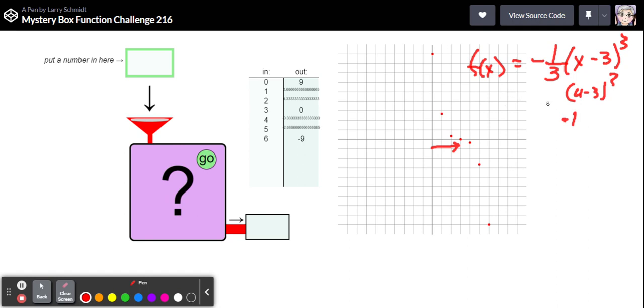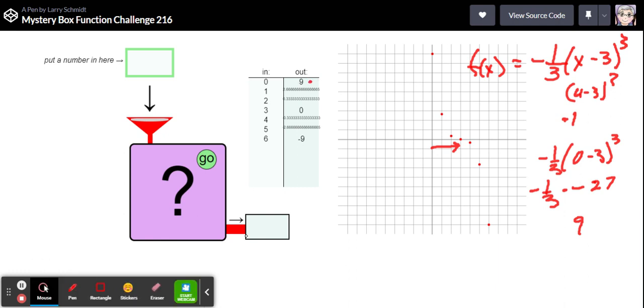But let's test this whole thing out. We got 9 for 0. That would be a good point to put in. So negative 1/3 times 0 minus 3 cubed. So 0 minus 3 is negative 3. If you cube negative 3, you get a negative 27. And then you're multiplying that by negative 1/3. So a negative times a negative is a positive. 27 divided by 3 is 9. So this should be a positive 9. Yeah, and that's what we get there.